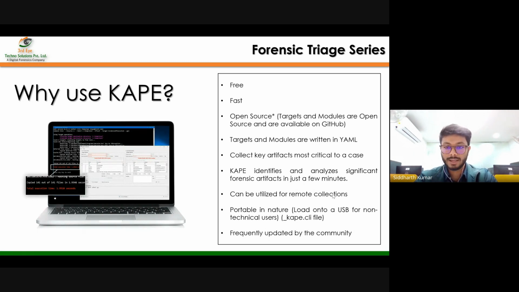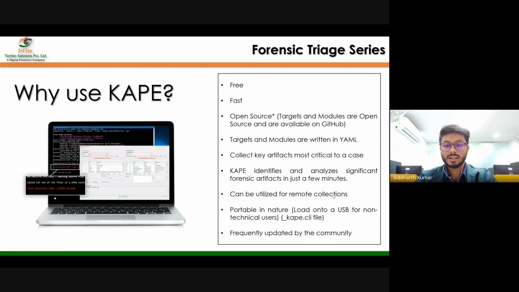It has a big asterisk over here, which means that the targets and modules which it uses are basically open source, meaning they are well documented. You can even create your own targets, you can even create your own modules, and they're openly available at GitHub. The KAPE executable itself is not open source in nature. It is being made by a company called Kroll, KROLL.